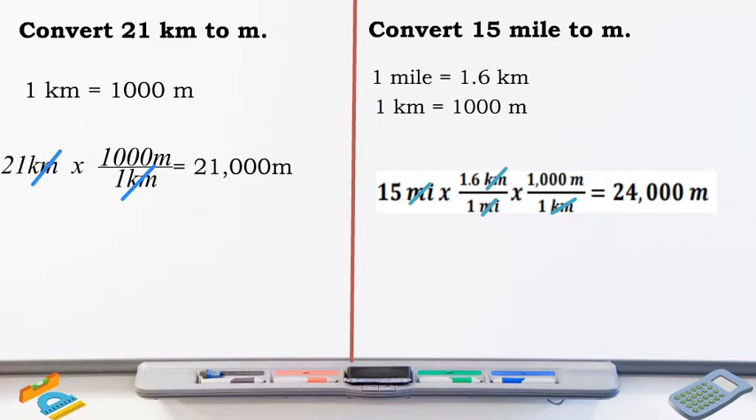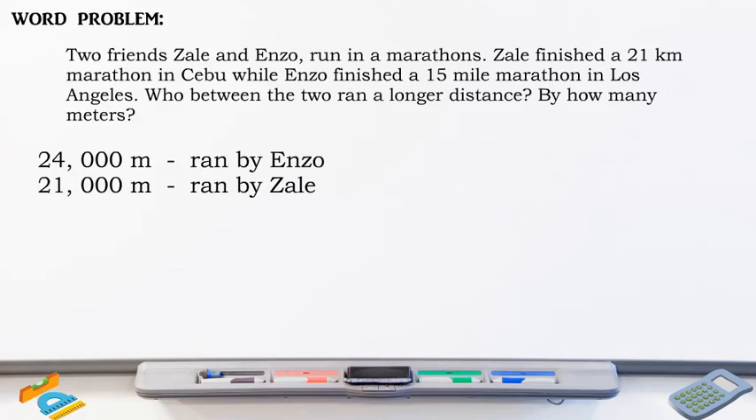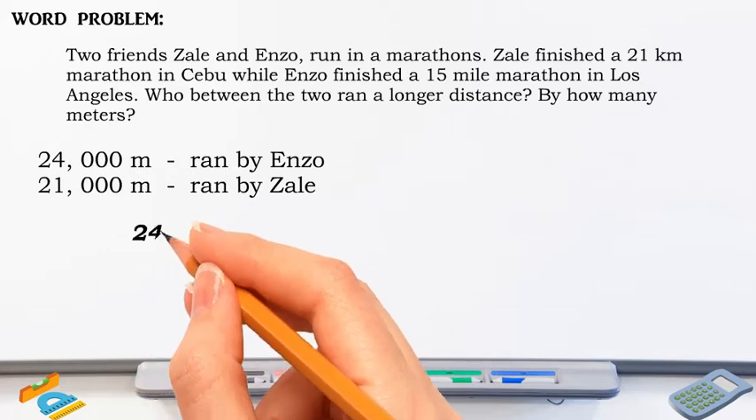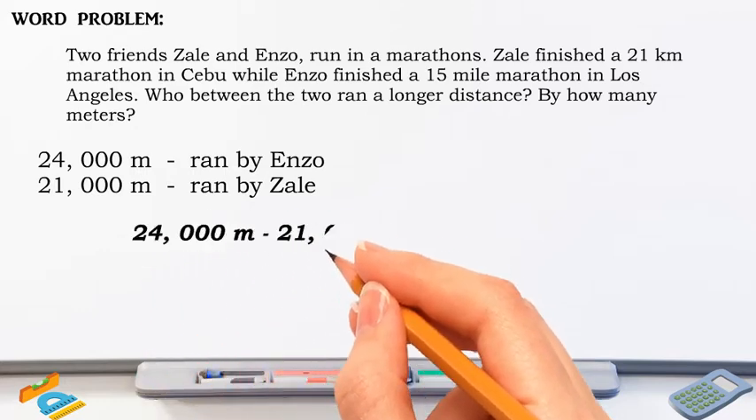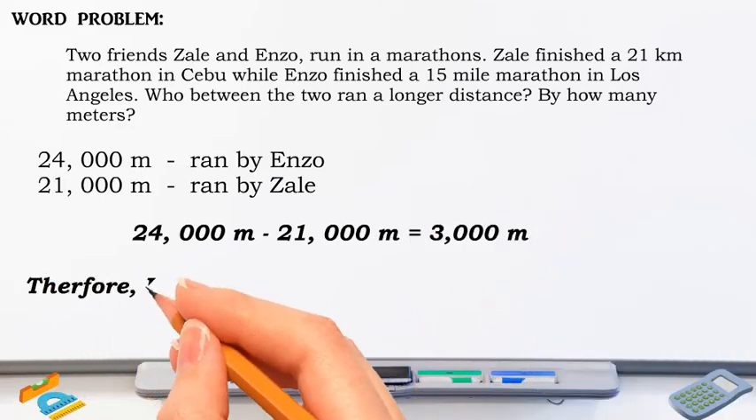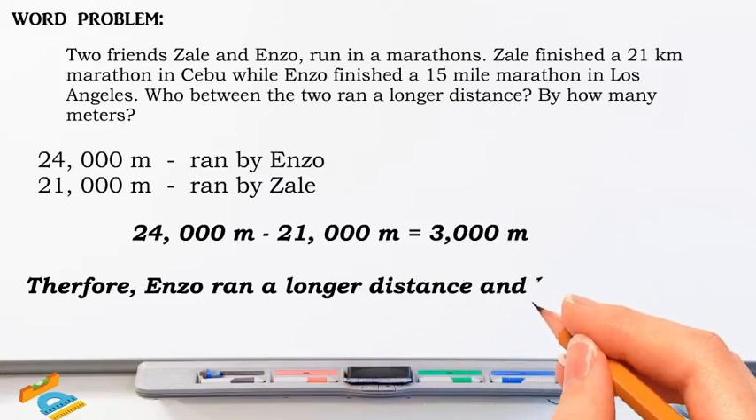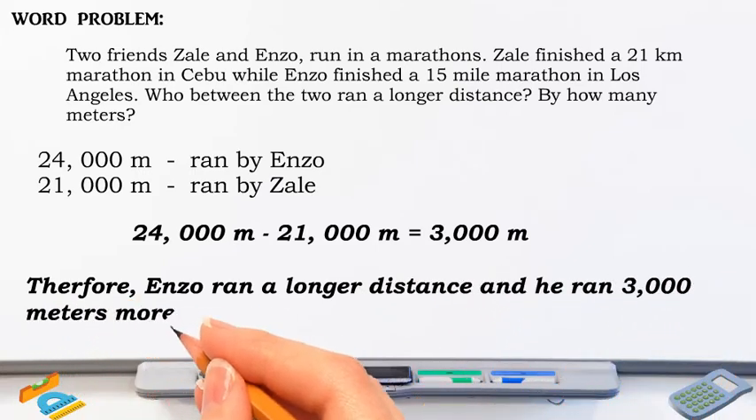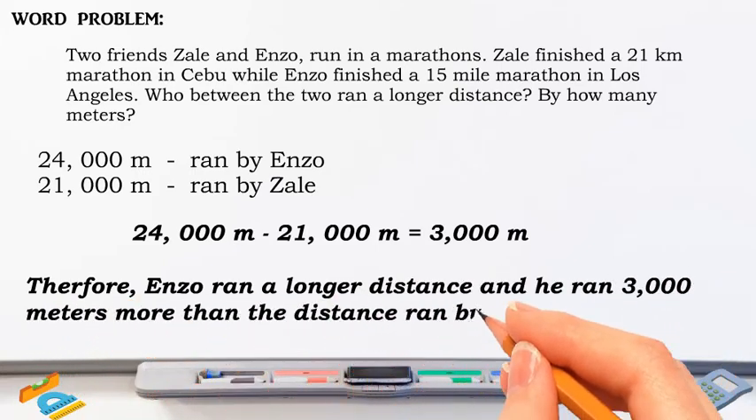And now, we already have the distance run by Zale and Enzo in the unit of meter. Let's answer now the question, who between the two ran a longer distance? And by how many meters? We can directly subtract the distance run by Enzo and run by Zale. And we get 24,000 meter minus 21,000 meter, which is equal to 3,000 meter. Therefore, Enzo ran a longer distance and he ran 3,000 meter more than the distance run by Zale.